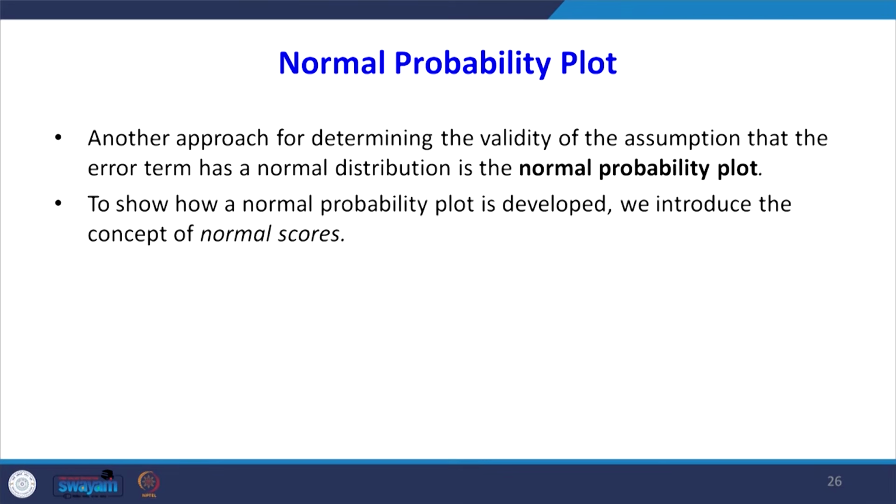Next, we will plot the normal probability plot. Another approach for determining the validity of the assumption that the error term has a normal distribution is the normal probability plot.